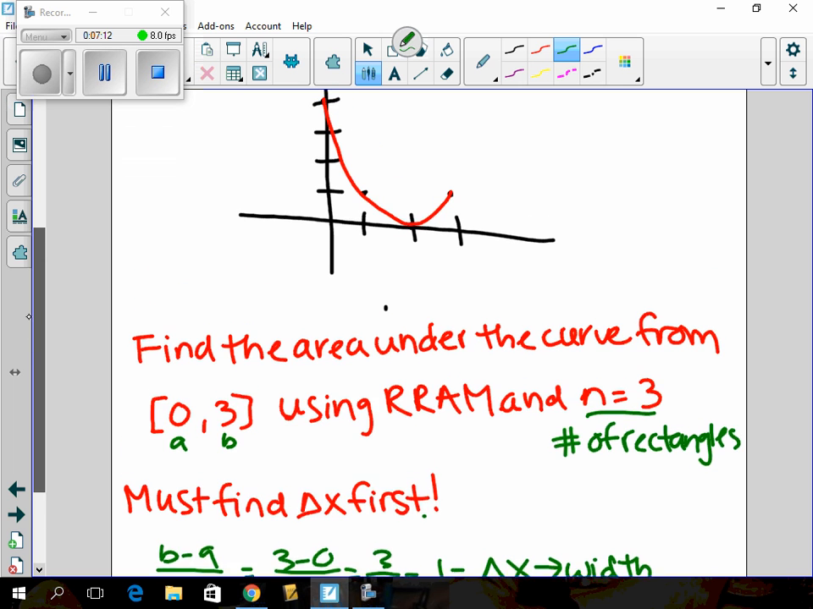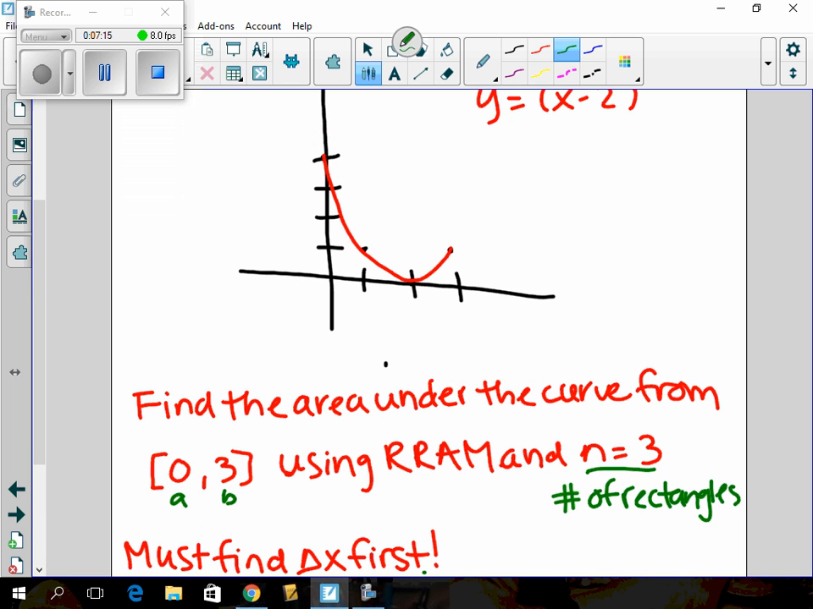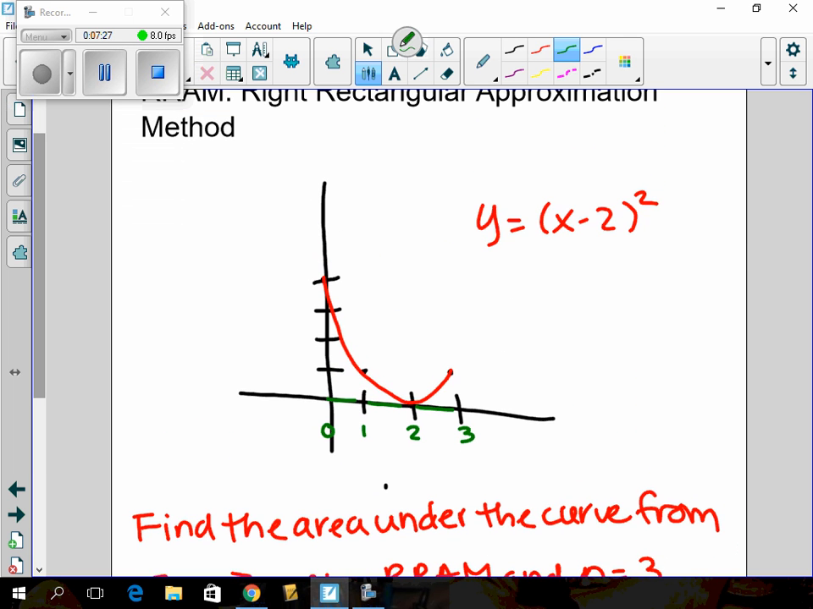So if I go back up, I'm going to be using a width of 1. So again, I'm just using the tick marks that I have. That's super nice. So 0 to 1, 1 to 2, and 2 to 3. So in our first approximation, we went from the left. So if I was using LRAM, I would start from 0. But when I'm using RRAM, I'm going to start from the right side of my interval. So I'm going to start from 1. So I'm going to make a rectangle. And if I plug in 1 to my function, so at x equals 1, I get 1 minus 2 squared, and that is just 1. So this rectangle has a height or a length of 1 and a width of 1.